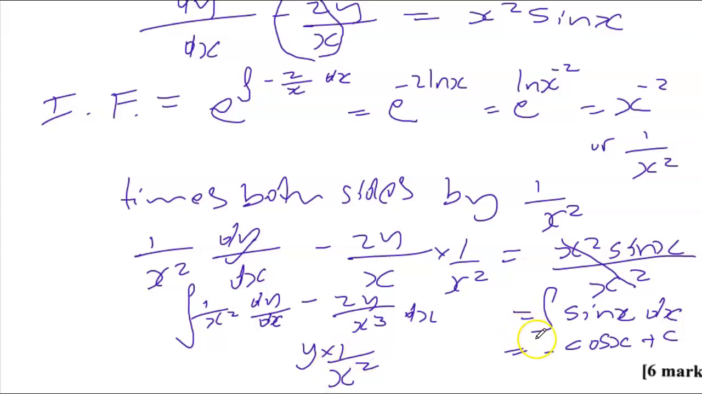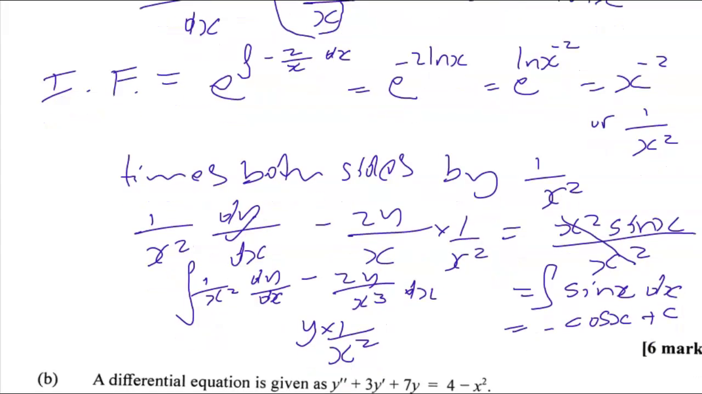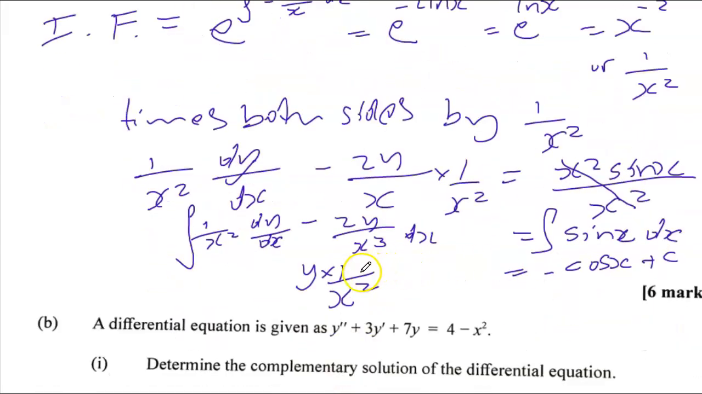And then you're solving for y, so you can multiply both sides by x squared. So I multiply the left hand side by x squared, I get y. And I multiply the right hand side by x squared, I'll get negative x squared cos x plus c times x squared. So that would be your solution.